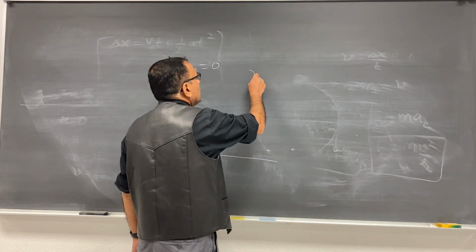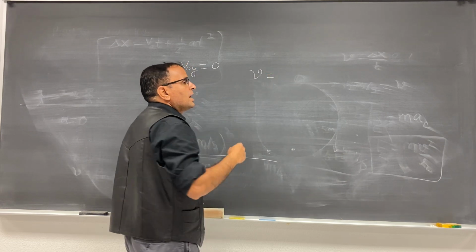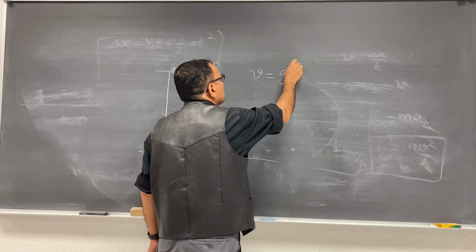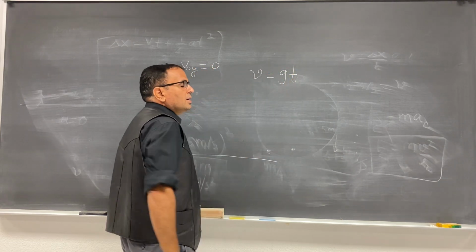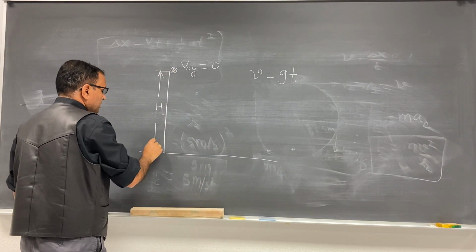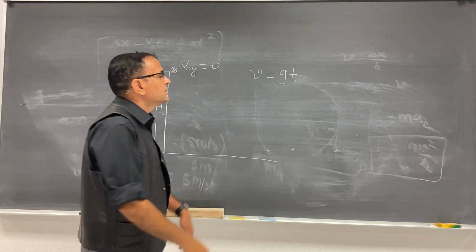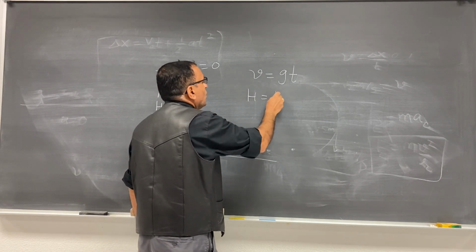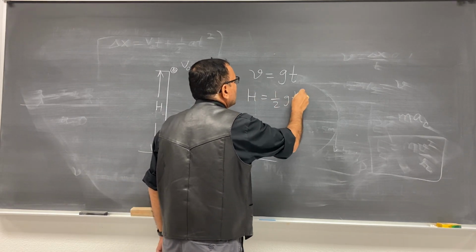And here you have two formulas. If you want to calculate the velocity after a certain time, use v equals g times t. And for the height from here to there, which is vertically downward, h equals 1/2 g t squared.